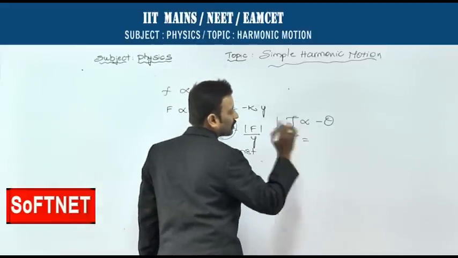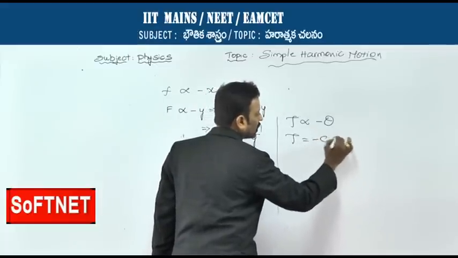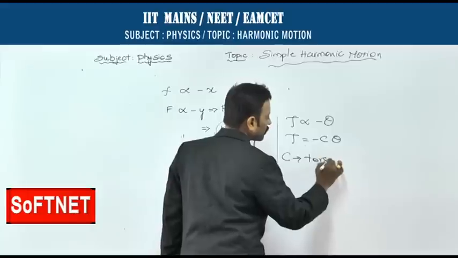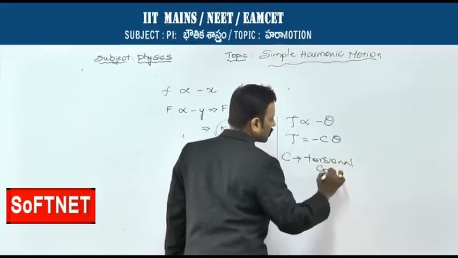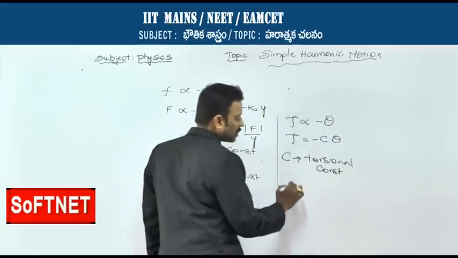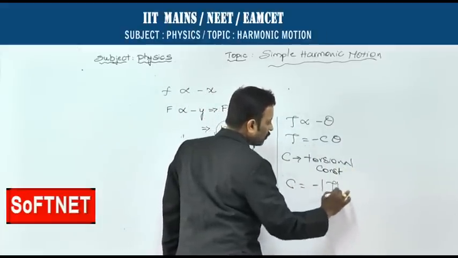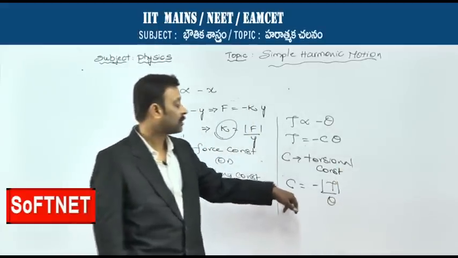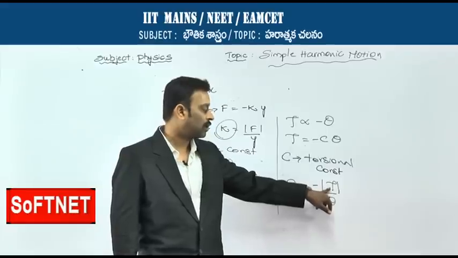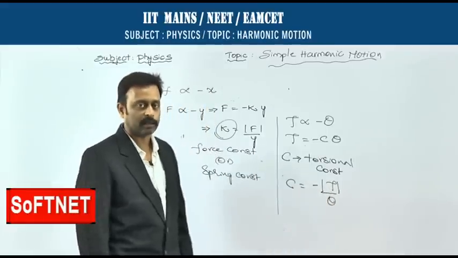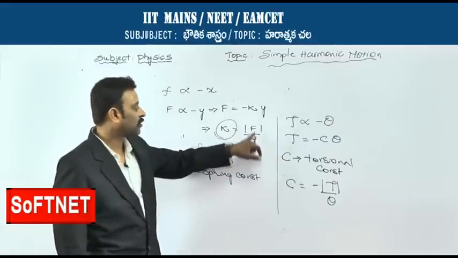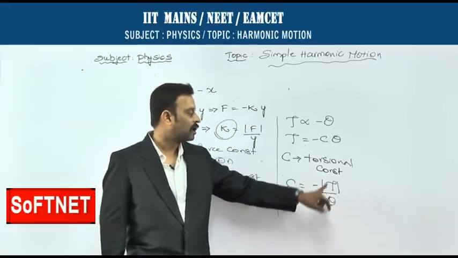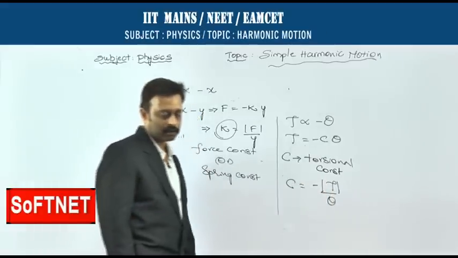If you remove the proportionality, we get some constant c into theta. Here c is called the torsional constant. From this, c is equal to minus tau by theta. This torsional constant c is defined as the ratio of torque to angular displacement. Here, it is the ratio of restoring force to linear displacement. In case of angular simple harmonic motion, it is the ratio of torque to the angular displacement.